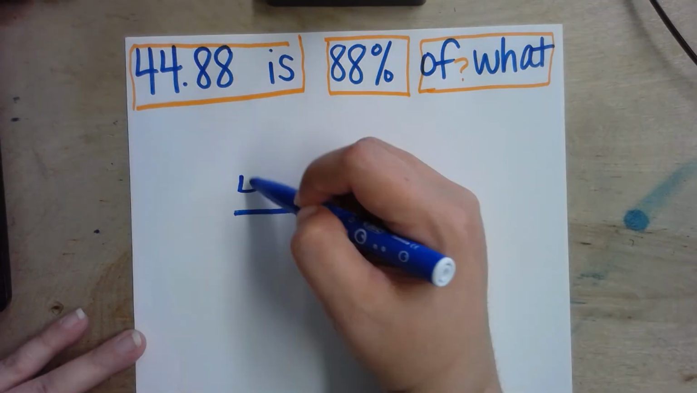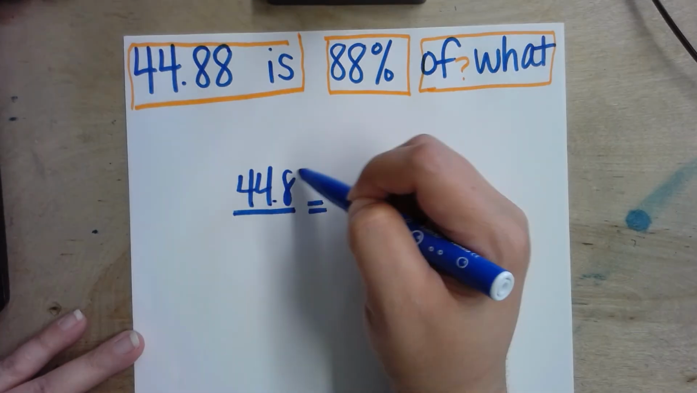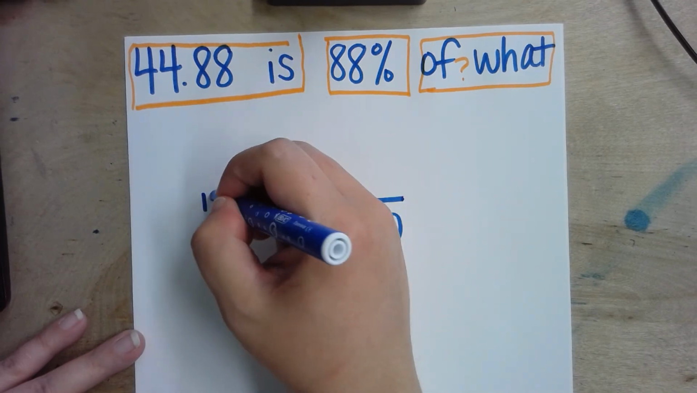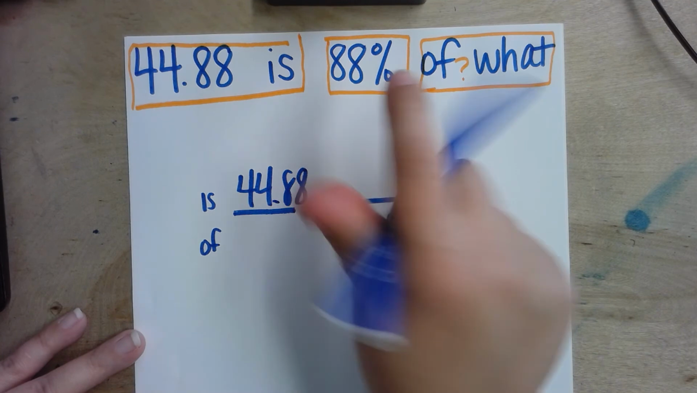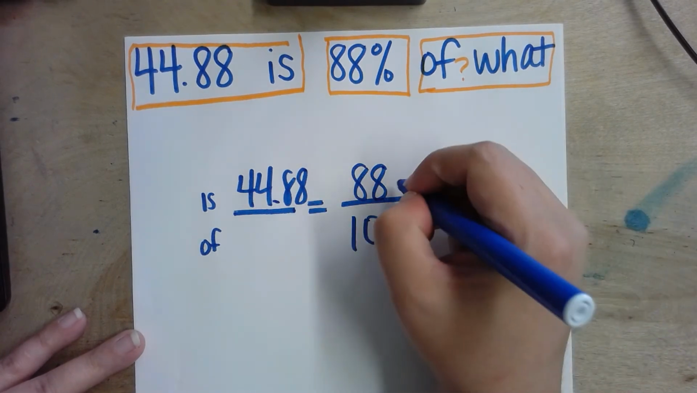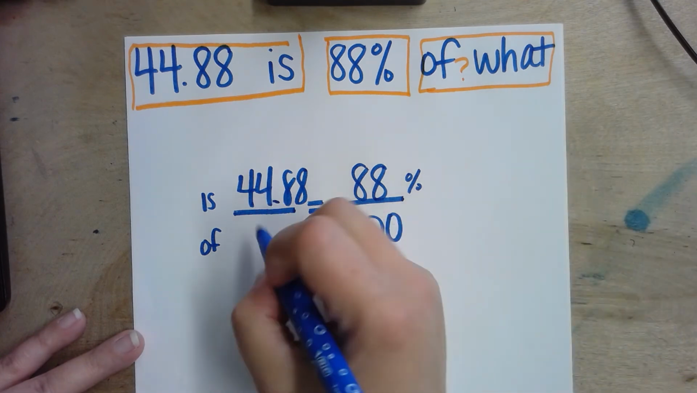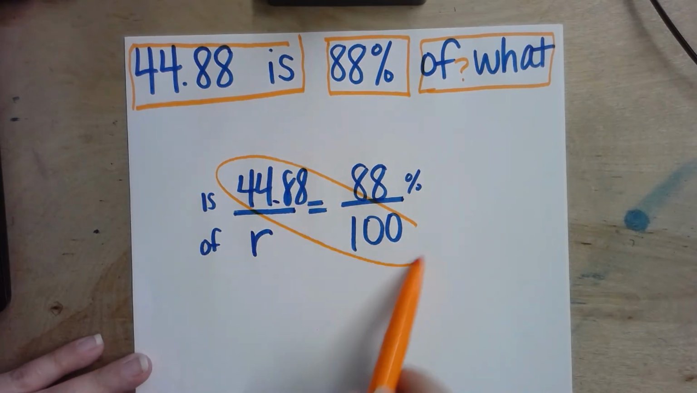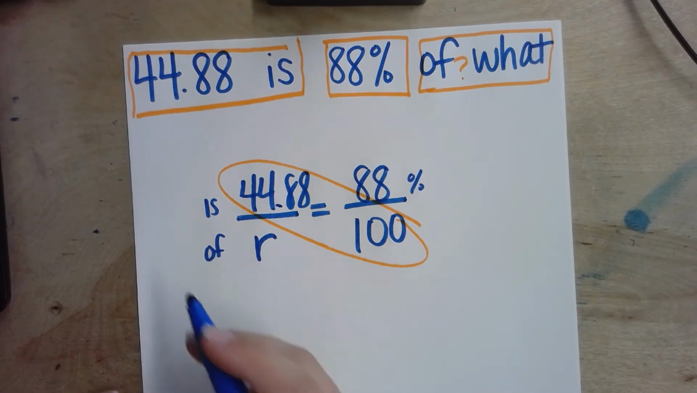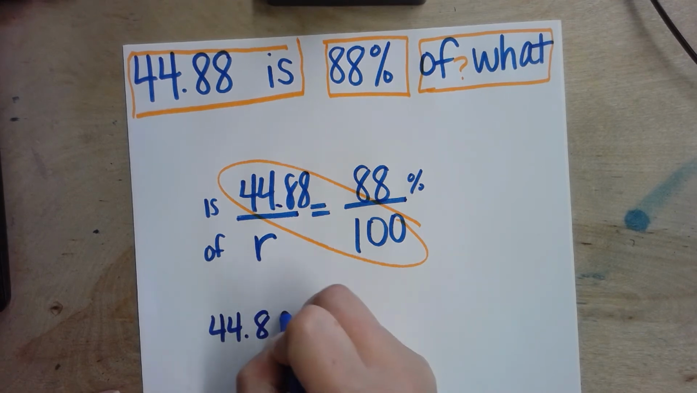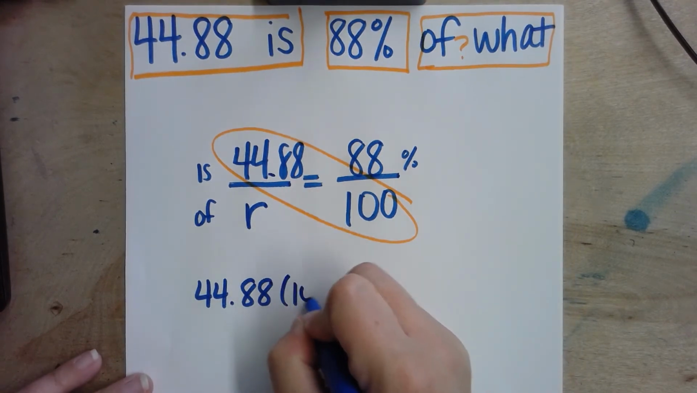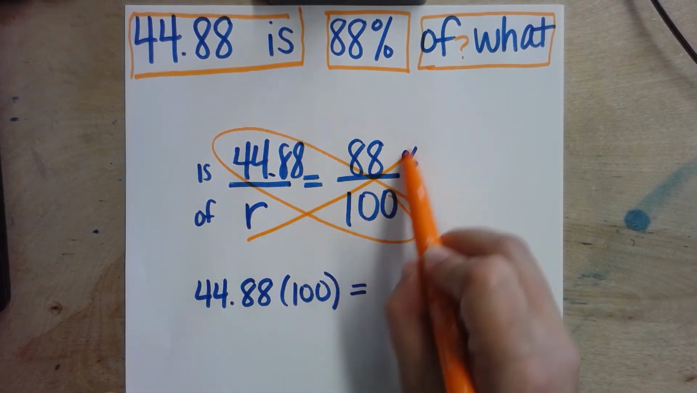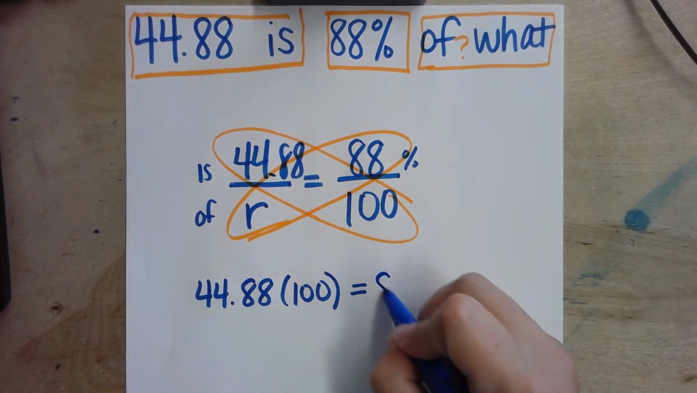100 always goes down here in the bottom. 44.88 is the is, so it goes right here. 88% goes there. This is the percent of what? So this is going to be the unknown, and I'll use an R this time. So 44.88 times 100 equals 88R.